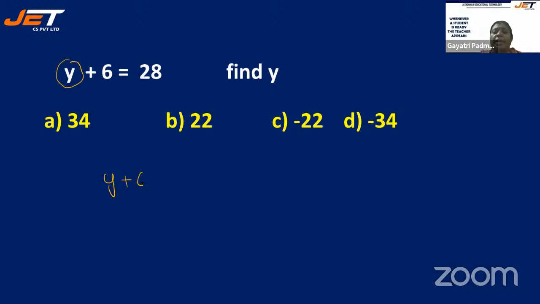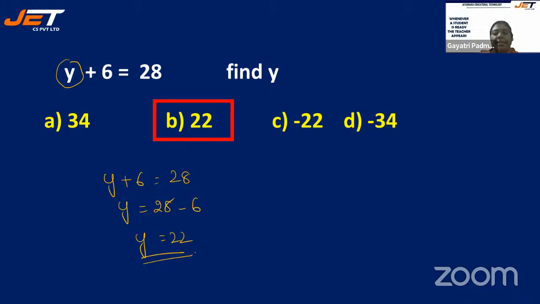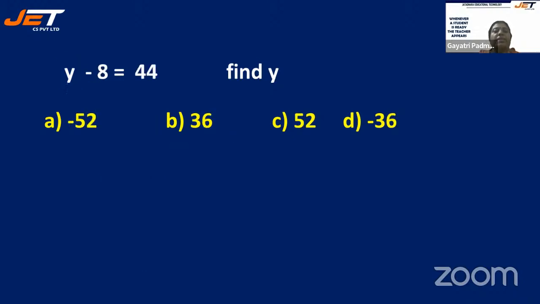Here they have given y plus 6 is 28 and we need to find the value of y. So y is equal to 28, and when this plus 6 goes to the other side, it becomes minus 6. Therefore y is equal to 22. This is how we find the value, and let's check it. Yes, it is. All right, students, see the next question.